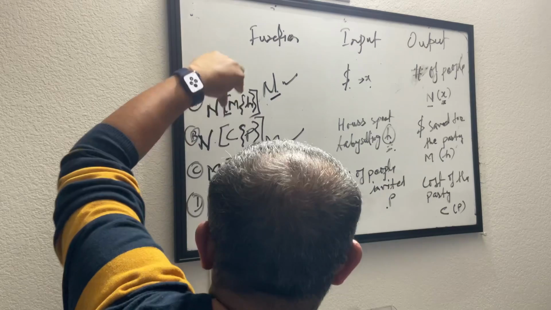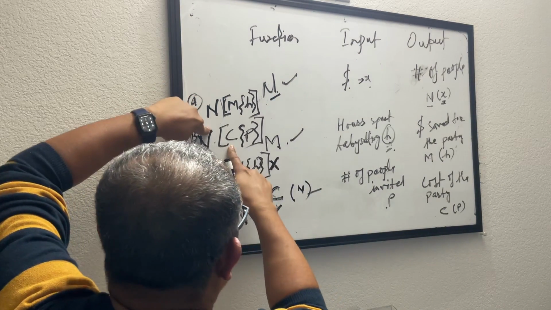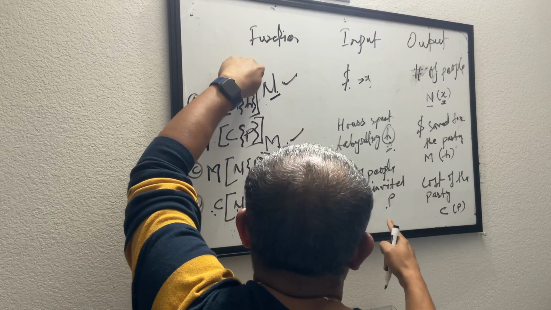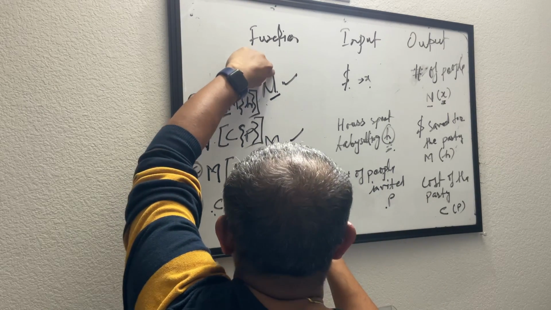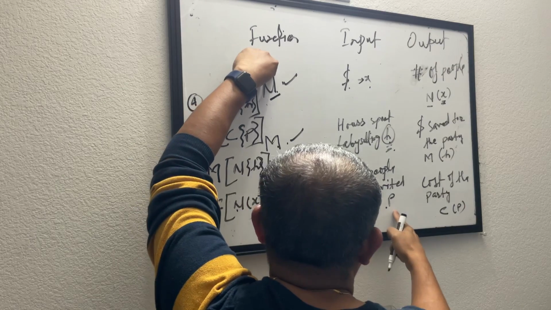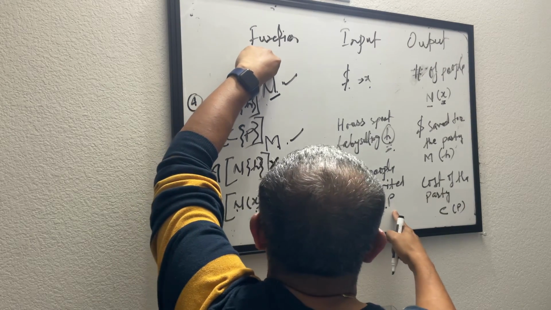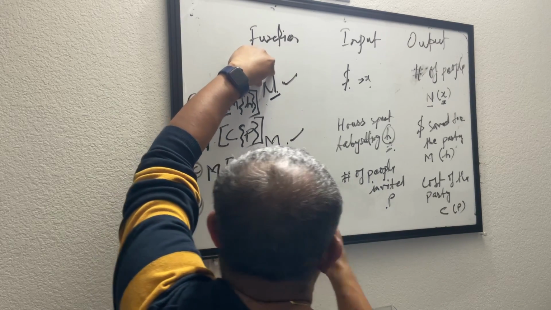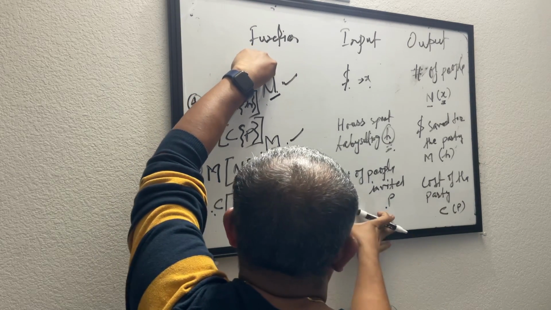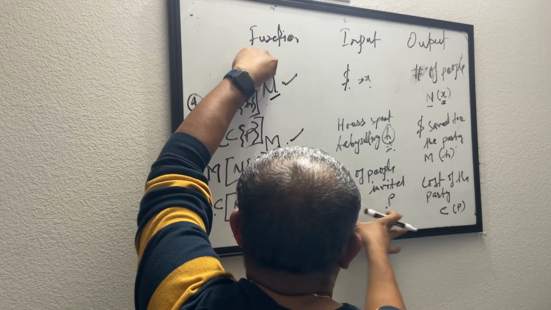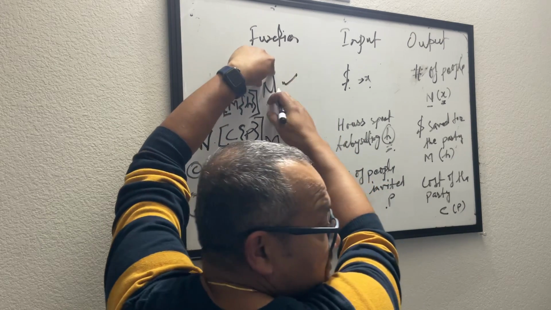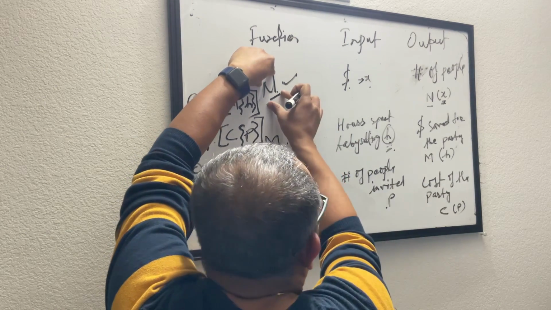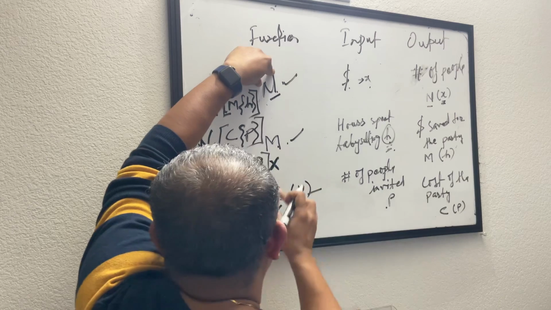Now look at these two. C of P and C of P. Number of people multiplied by C of P. C of P gives me what? The cost. Cost of the party going as the input to this one doesn't make sense. Cost of party going as input to number of people doesn't make any sense. It's the reverse of this one.